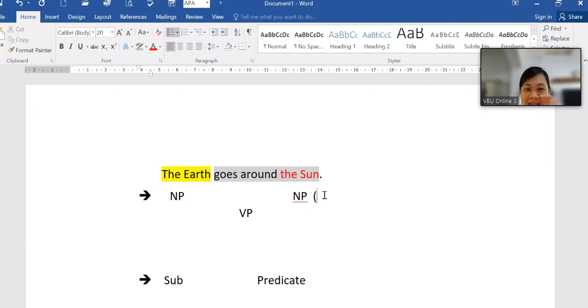So it means that you mentioned the structure. Do you remember? When you combine the noun phrase, you focus on the determiner and nominal, right? And when you say the earth is the subject and goes around the sun is the predicate, it means that you focus on the functions, right? Functional grammar. Do you remember, class?